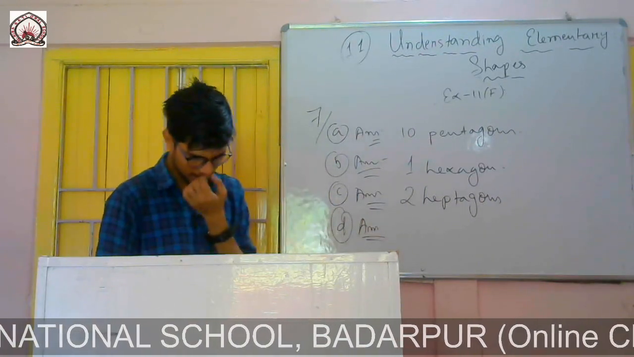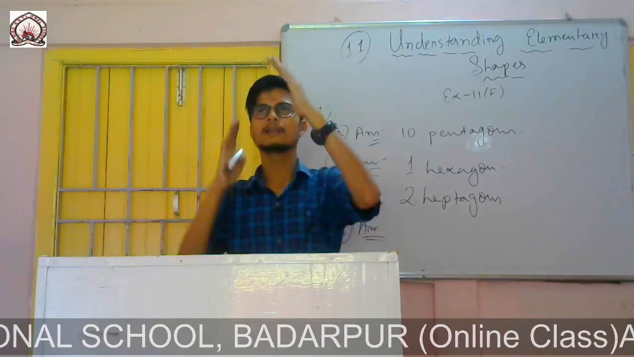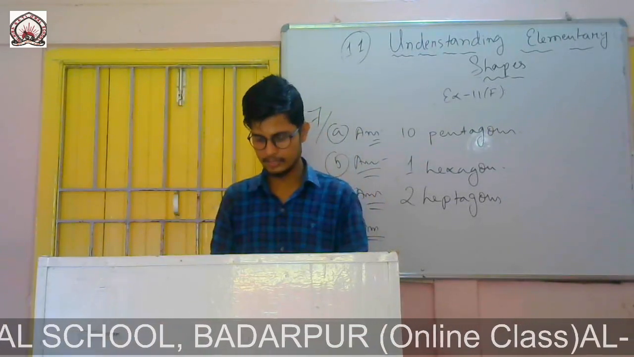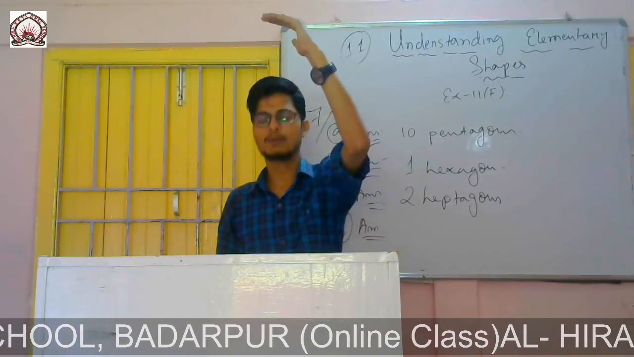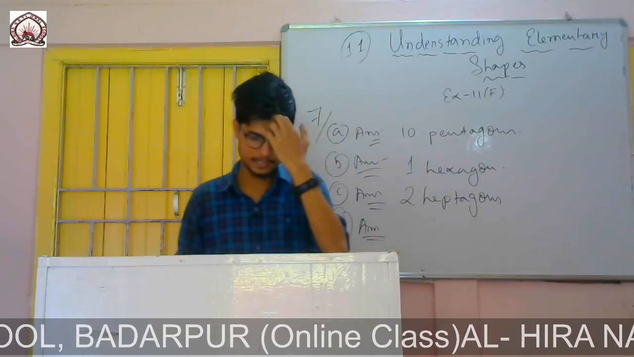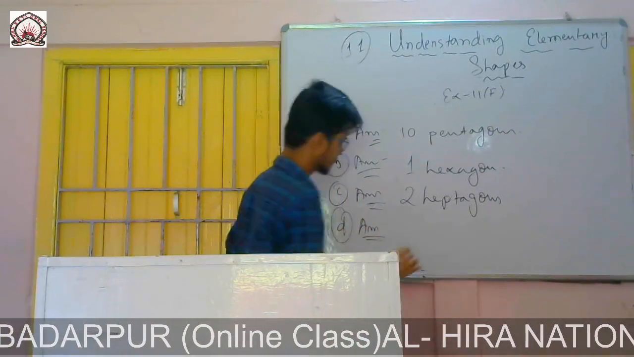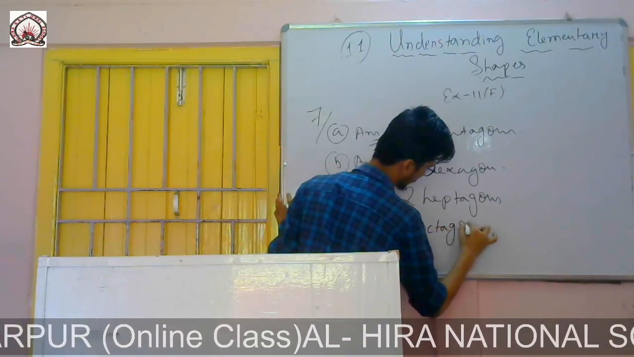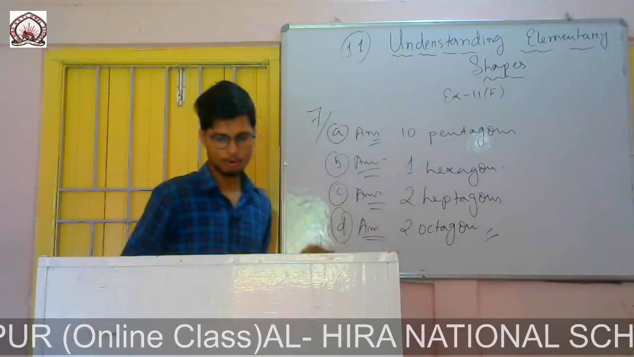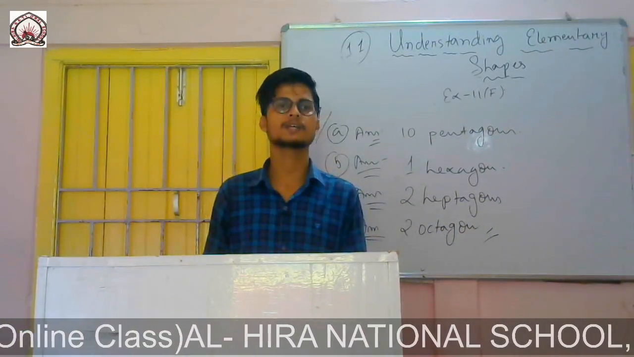Then question number D answer, how many octagons are there? In the middle there are 3 big figures in grey color. The middle one is a hexagon, the upper one is an octagon, and the lower one again is an octagon. So you can write it as 2 octagons. So this is the end of this exercise and this chapter also.